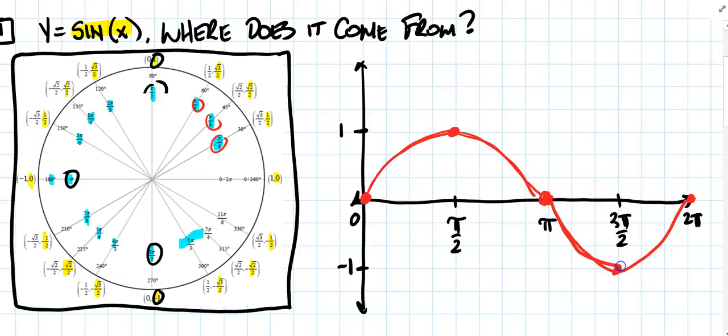Then it falls to -1, the lowest spot at 3π/2, and then comes back up to 0 at 2π radians. So basically, all we're doing to get this graph is unraveling the unit circle into 2 dimensions of an x and a y. This is really important, and hopefully that made sense to you.